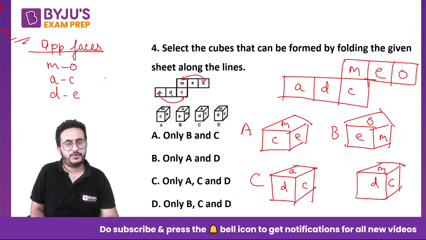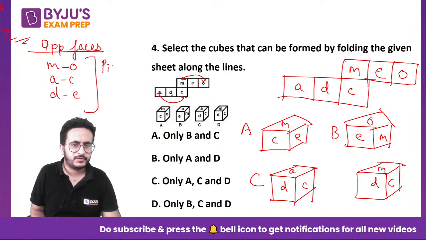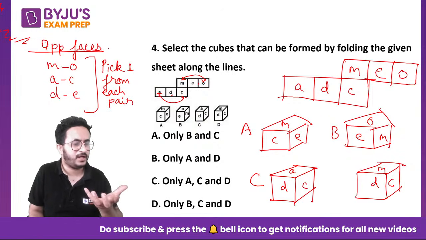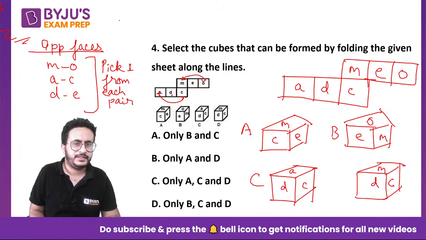Right? Now, one thing is that whenever a cube is formed, you have to pick one from each pair. Or you can also say this is how to find a cube, or if you want to reject, rejection is right: opposites cannot be seen together.